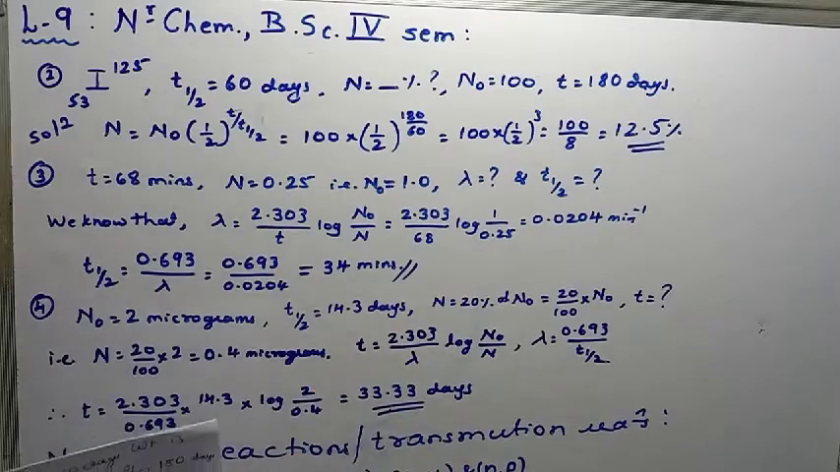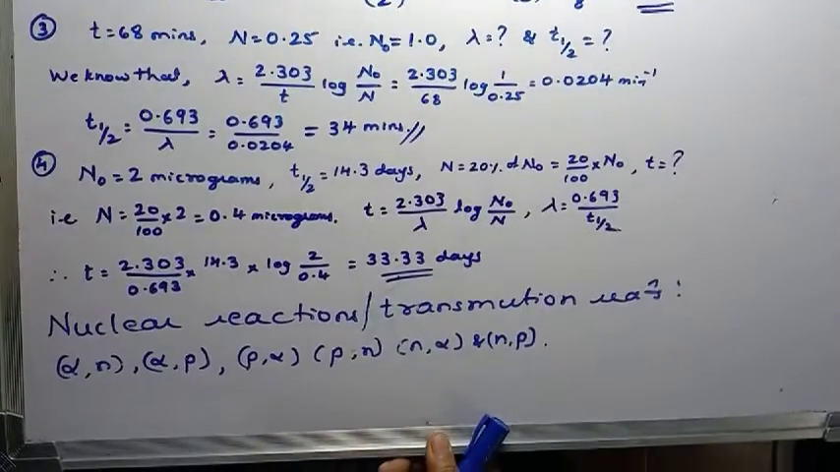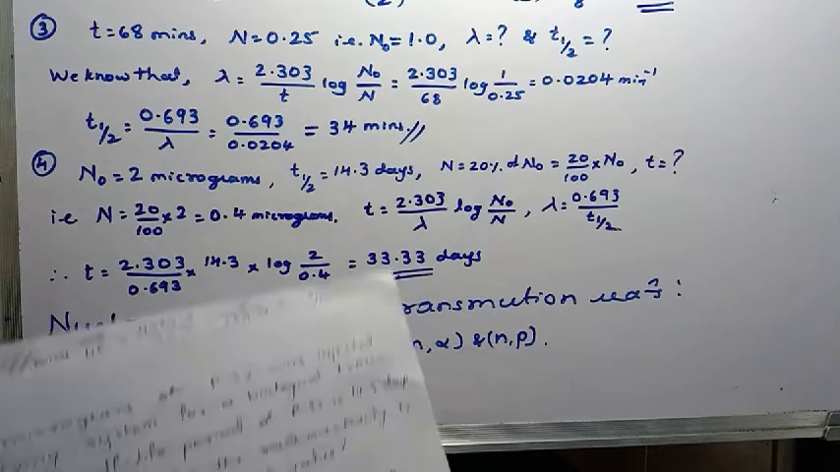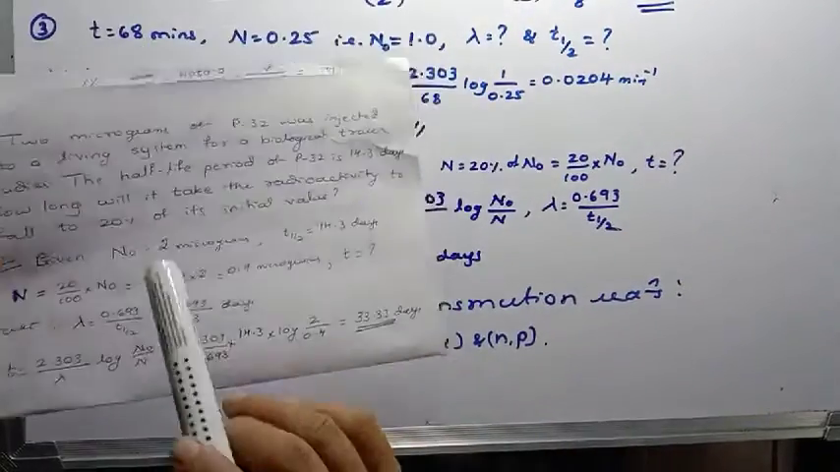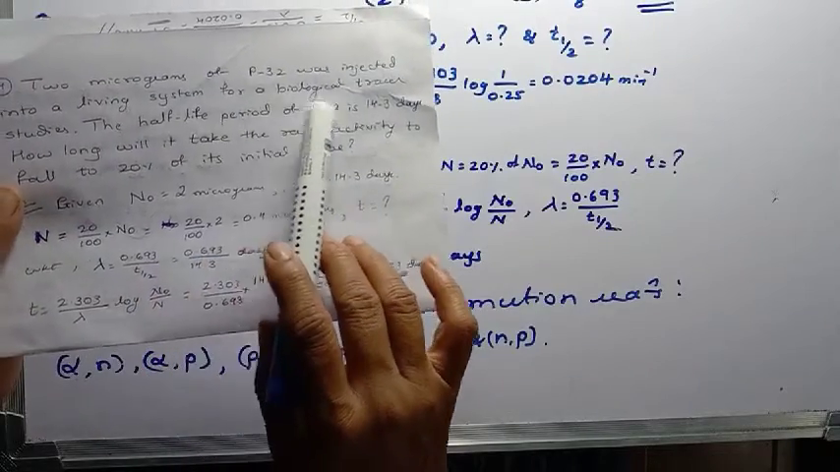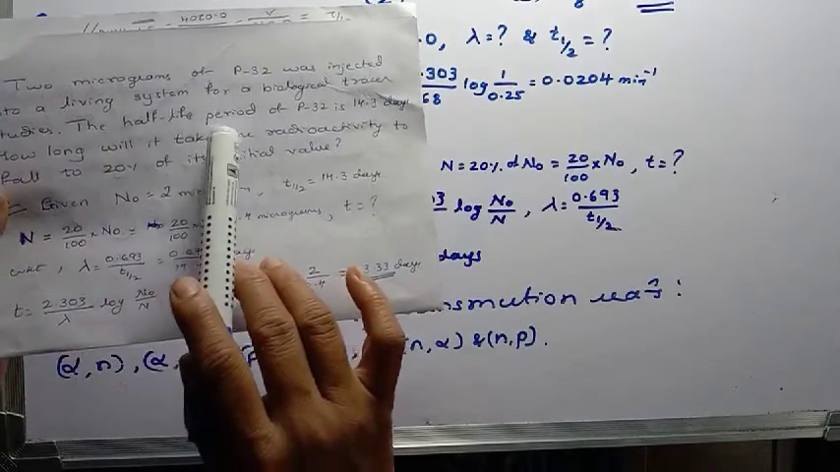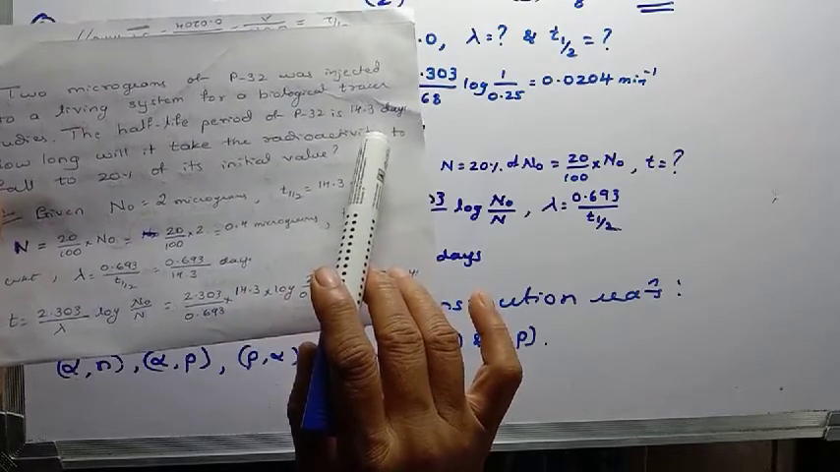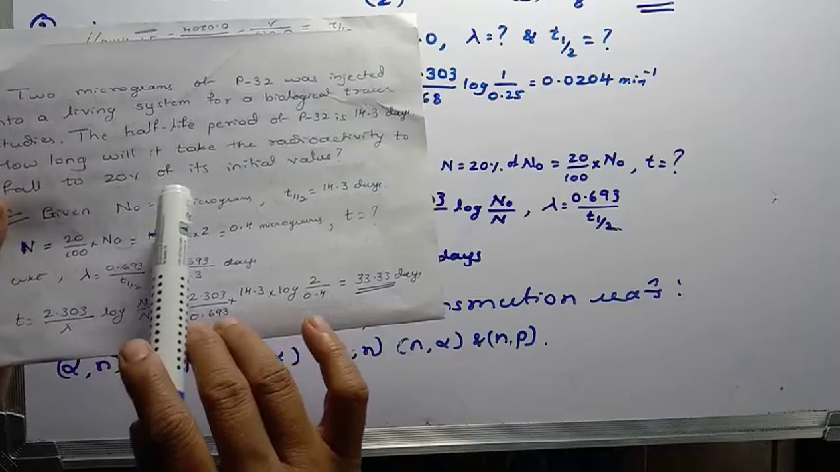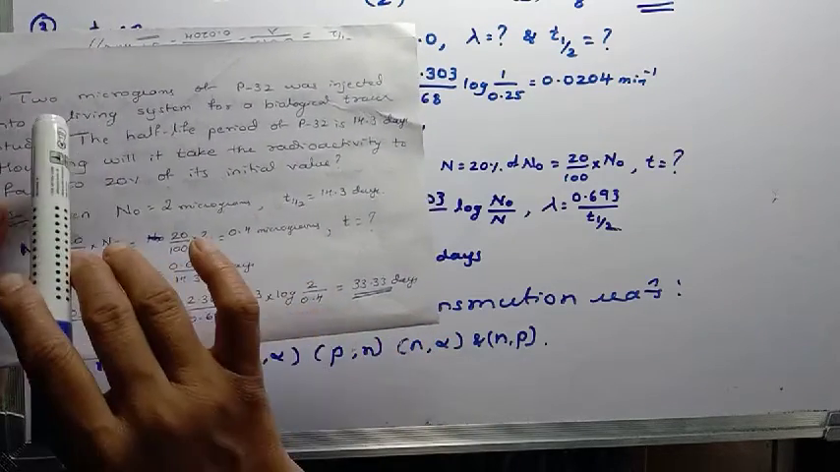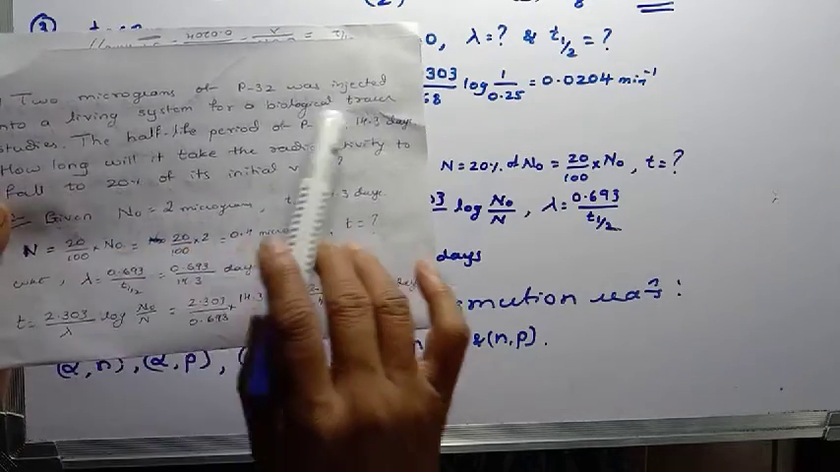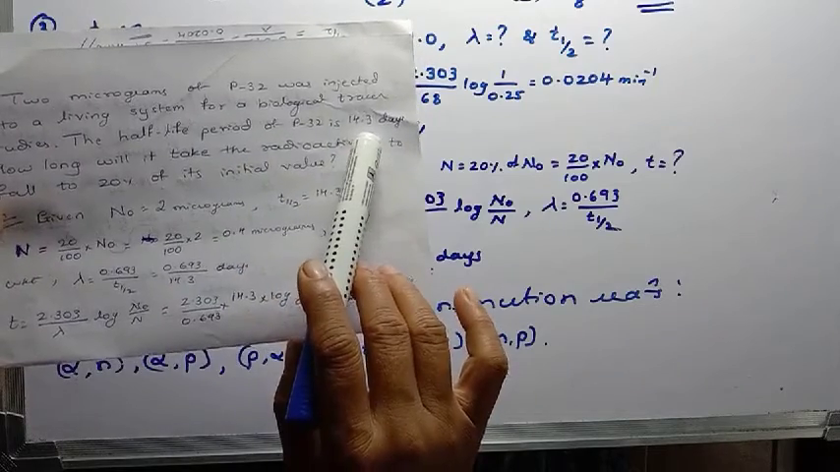Now we'll move on to the next example. The fourth problem is: 2 micrograms of phosphorus was injected into a living system for biological tracer studies. The half-life period of P32 is 14.3 days. How long will it take the radioactivity to fall to 20% of its initial value? So 2 micrograms is injected, that means N0 is 2 micrograms, and the half-life period T half is 14.3 days.